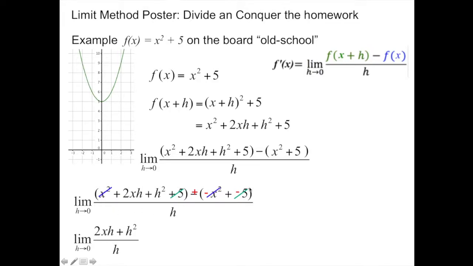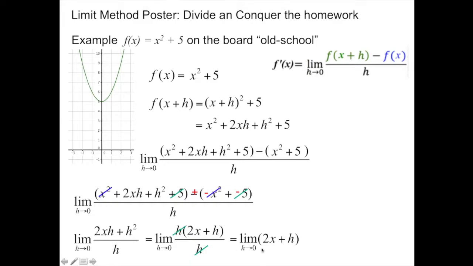If you notice, all the non-h terms, in other words, all the terms that don't have h's, canceled out. And that's by design. You know you've done this correctly when that happens. And it has to happen. We have to be left with the h terms so that we can do our factoring out of an h and our canceling, so that we can get rid of that fraction.